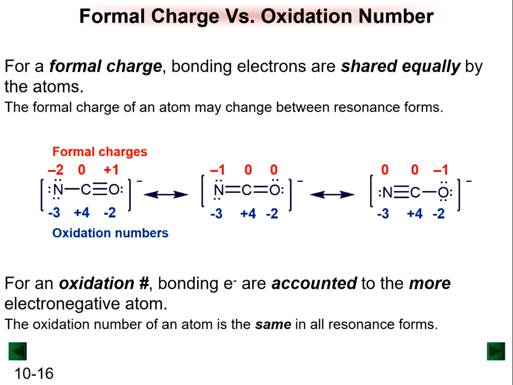For an oxidation number, bonding electrons are accounted to the more electronegative atom. They're simply given over completely. And this tends to give much higher charges than actually exist, but the oxidation numbers still sum up correctly to give the correct value, and they're simply an accounting scheme. The oxidation number of an atom turns out to be the same for all resonance forms regardless of the bonding, simply because we're giving all the electrons over to the more electronegative atom.